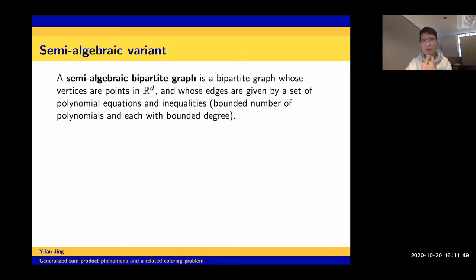Let us assume G has vertex partition V1, V2, and all the vertices are points in R to the D. For one point in V1 and another point in V2, there is an edge between them if and only if these two points satisfy a bunch of polynomial equations and polynomial inequalities. And we further require the graph to have bounded complexity, that is, the number of inequalities and equations is bounded, and also the degree of the polynomial equations and inequalities is bounded.